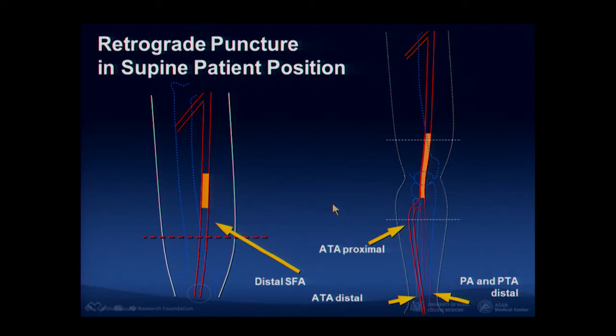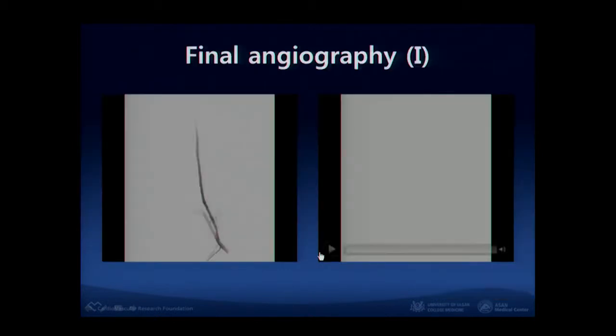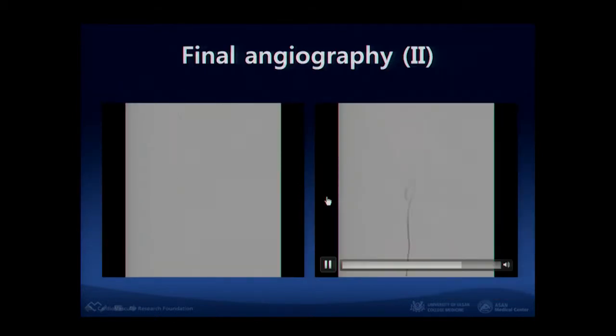So in this first case, I can recommend the ATA puncture, because popliteal puncture is somewhat difficult due to not enough space. Anyways, we brought the wire up, re-entered, and balloon angioplasty was done. Finally we achieved a good result like this. This is the below-knee artery, and you can see the good flow. So I think this is a representative case of critical limb ischemia.